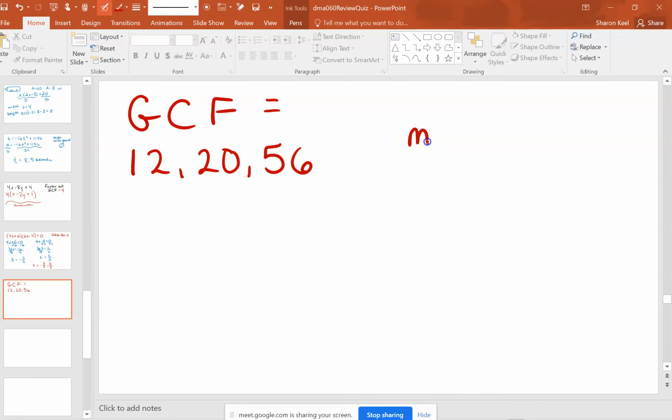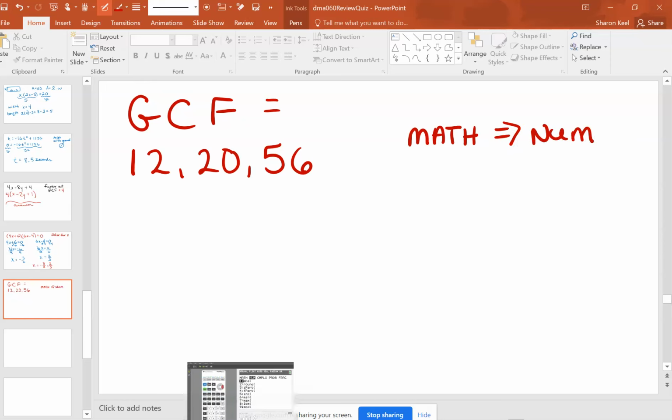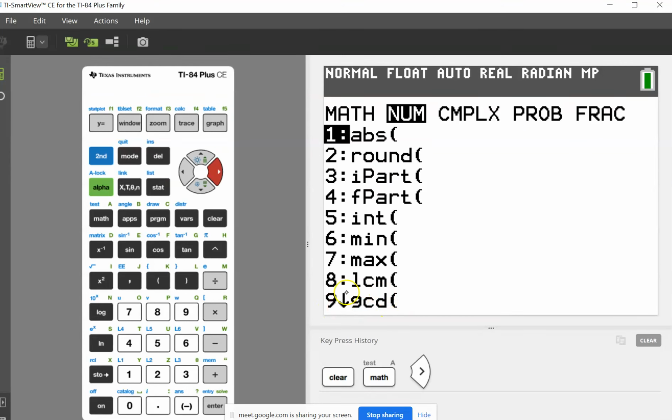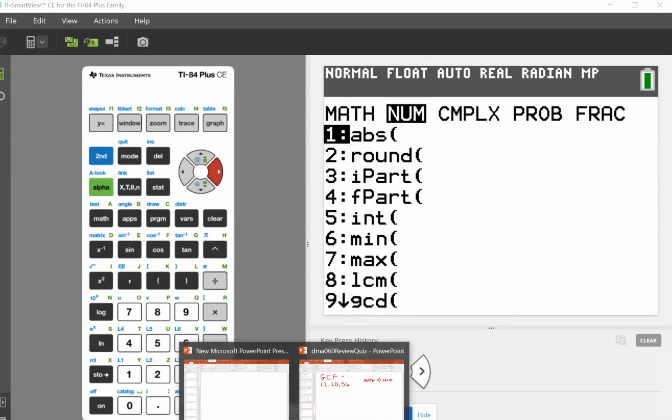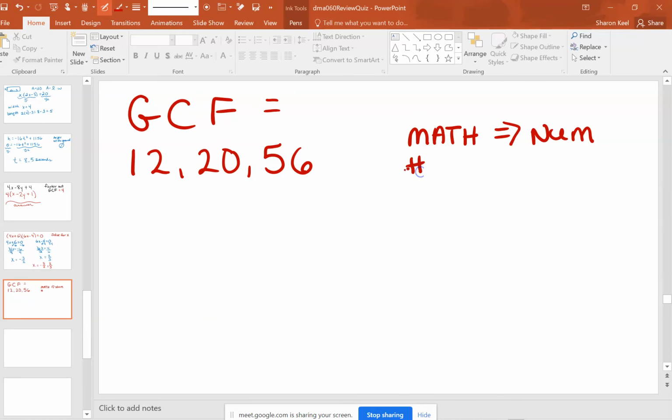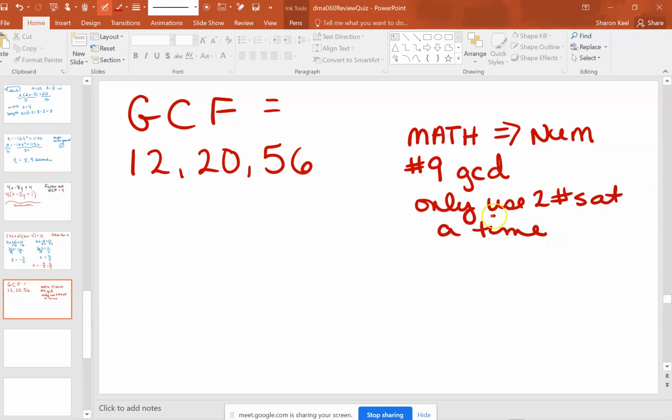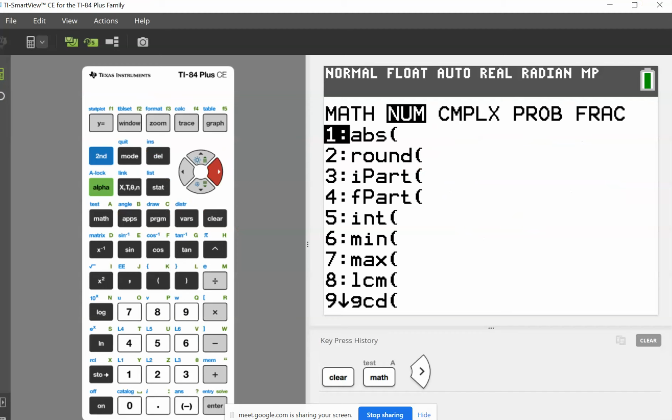We're going to press Math. We're going to arrow right to NUM. And then here, we're going to choose number 9, where it has GCD. You're going to choose number 9, GCD. You may only use 2 numbers at a time. Okay? So what I'm going to do, where it has GCD, I'm going to put in the 12 and the 20 first. Okay? So let's do that.